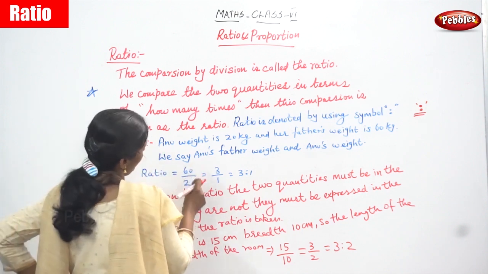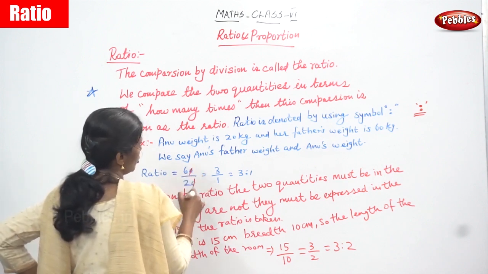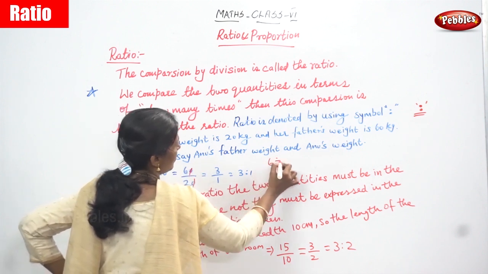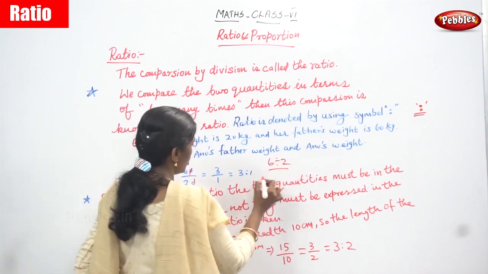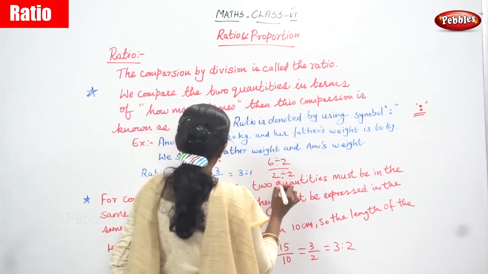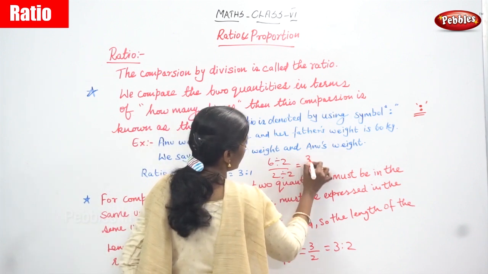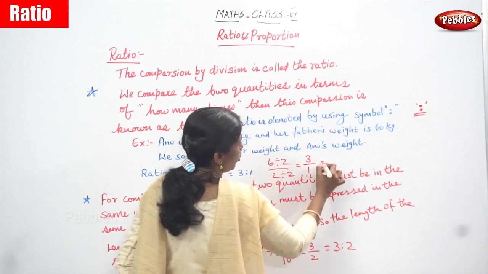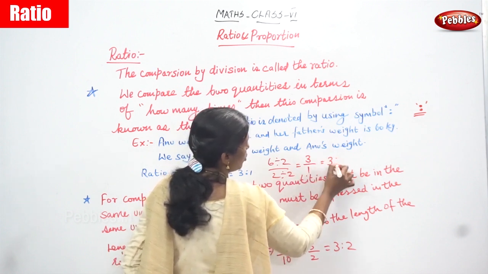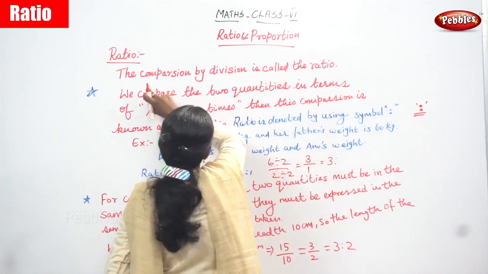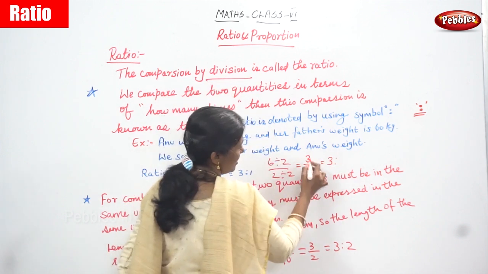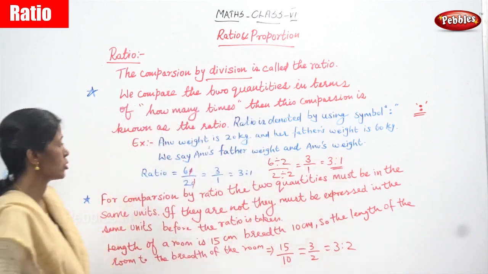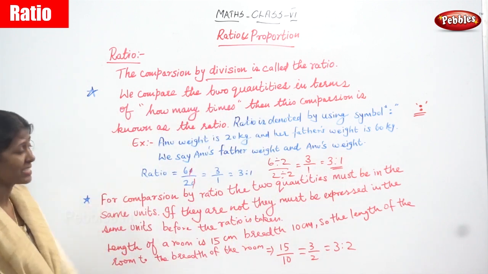So 60 divided by 20: you cancel the 0. Six divided by 2 and 2 divided by 2. Six divided by 2 gives 3, and 2 divided by 2 gives 1. So what is the ratio? 3 divided by 1. I told you, comparison by division, so that is 3 is to 1. You can find the ratio of both persons' weights.